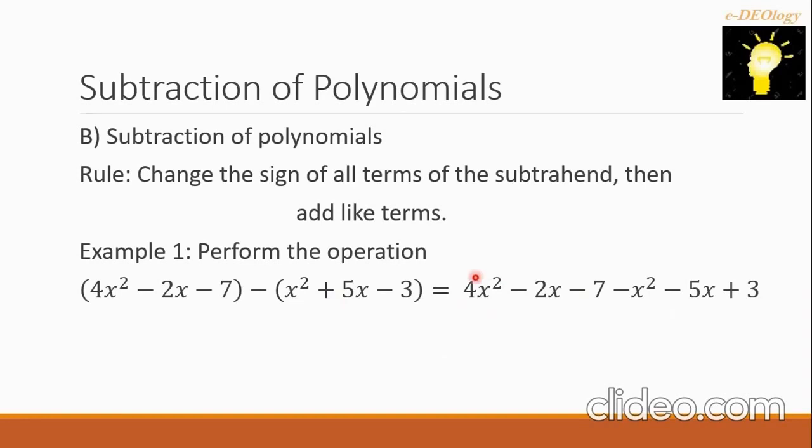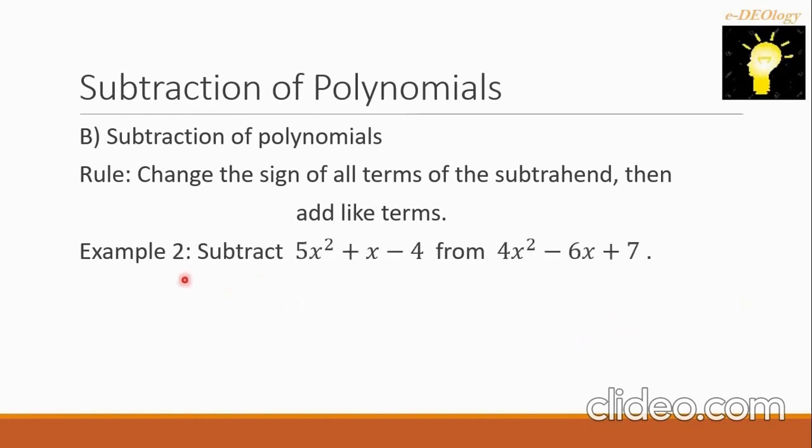We have here 4x squared. There is a negative x squared here, so we can combine these two. We have 3x squared, and then the negative 2x. There is a negative 5x here. We will combine these two. We will get the negative 7x, and for the constants, negative 7, and there is a positive 3. So it is negative 4. So our final answer is 3x squared minus 7x minus 4.